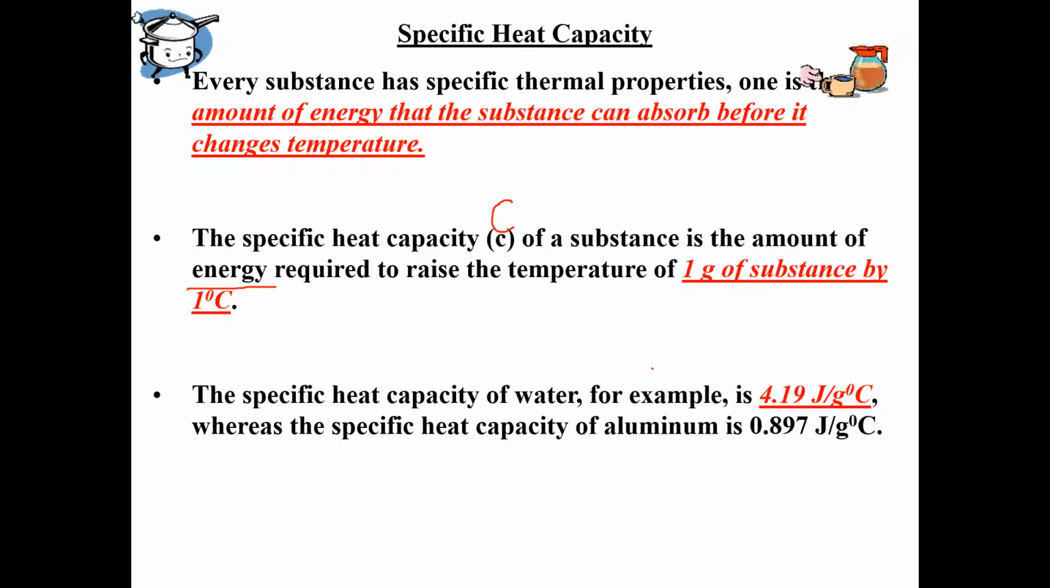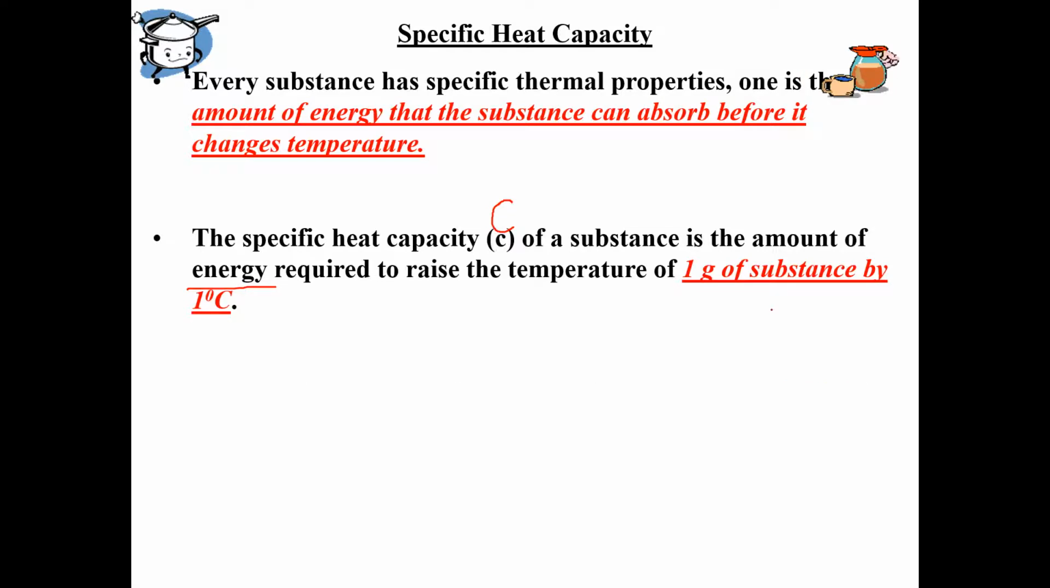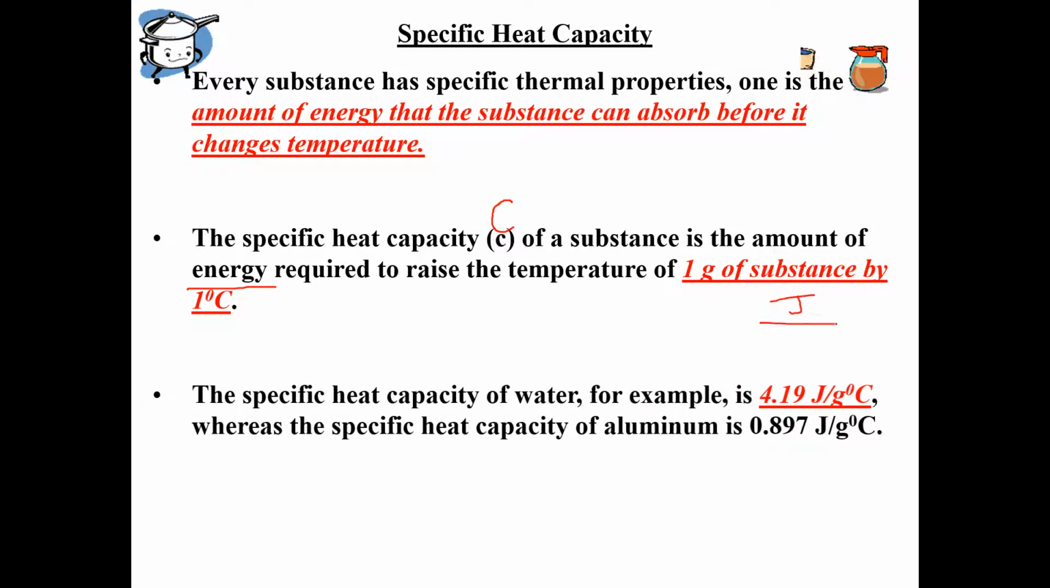So the specific heat capacity of water is 4.19 joules per gram for 1 degree Celsius increase. Okay, it's gram times Celsius because it's 1 gram by 1 Celsius, 1 times 1. So each joule is for 1 gram by 1 degree. Okay, so it's joules per gram Celsius.